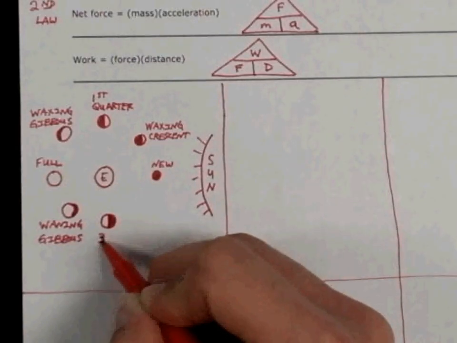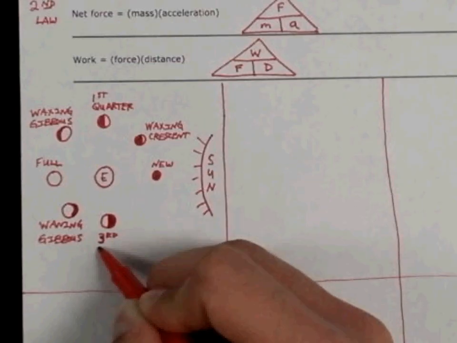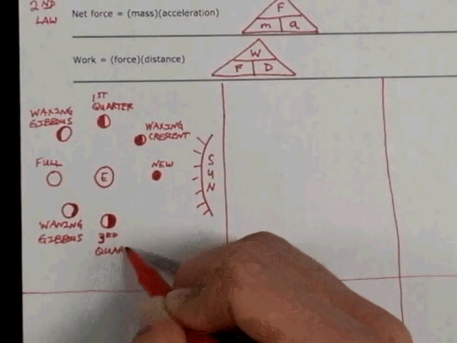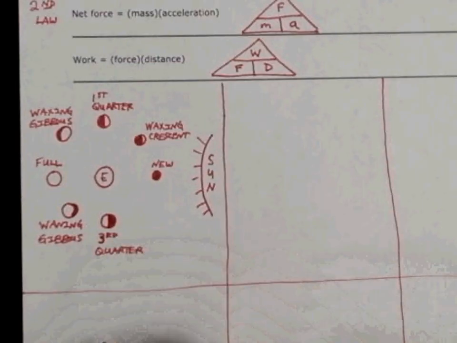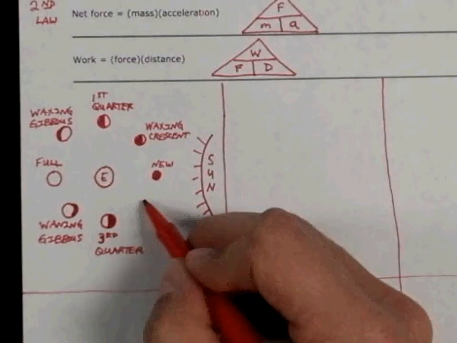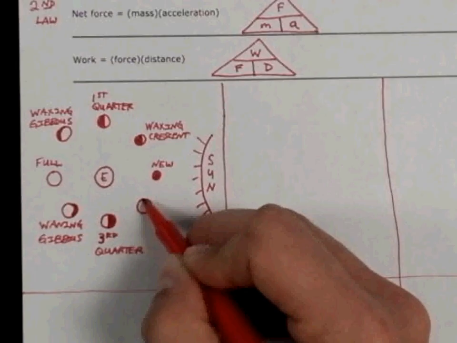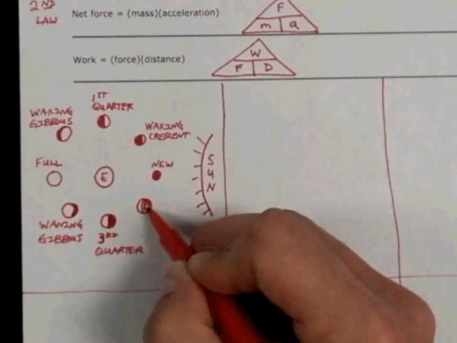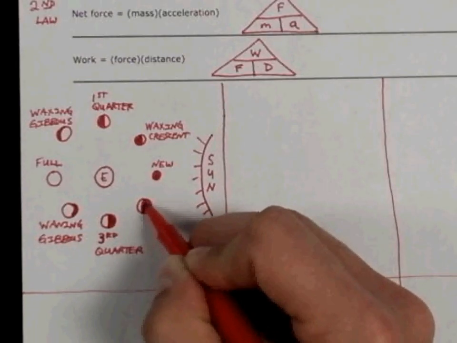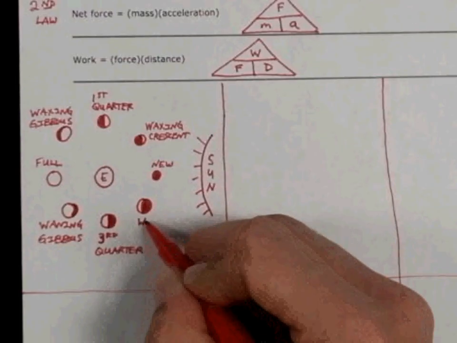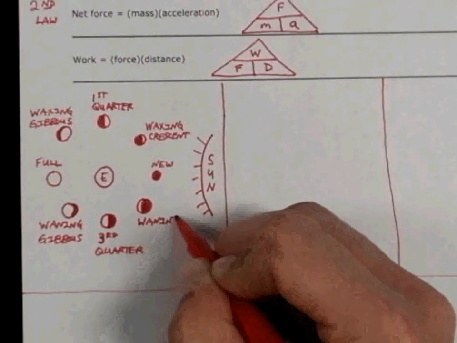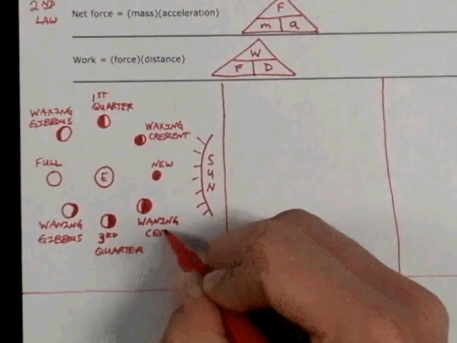Oftentimes you'll maybe see this called last quarter. So if that shows up, third quarter and last quarter are interchangeable. And then you can label the final one, which is a waning crescent. This model, if you can draw it by yourself without any help, is going to help you answer any moon phase question that gets thrown at you.